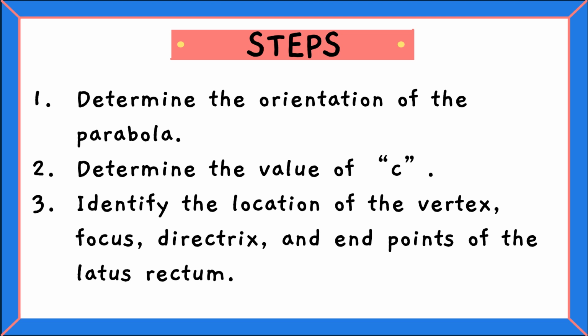Okay? And then after that, you already know the orientation, the value of c, and the opening. You can now solve or identify the location of the other properties such as the vertex, focus, directrix, and endpoints of the latus rectum.